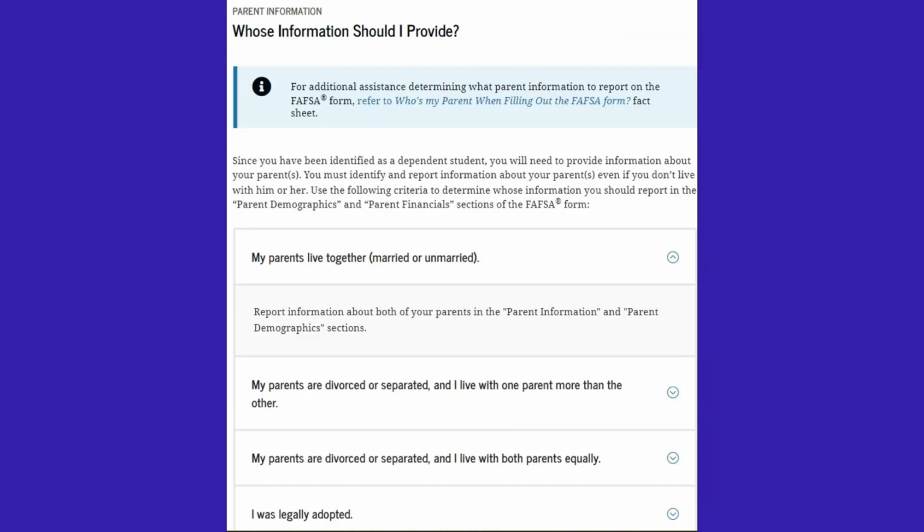If your parents are divorced or separated and the student is living with one parent, that is a different situation. That is actually in another breakout section that we have online. Please feel free to look at that. But anyway, fill out the appropriate response to that. If you're legally adopted, you would just fill out that prompt as well.